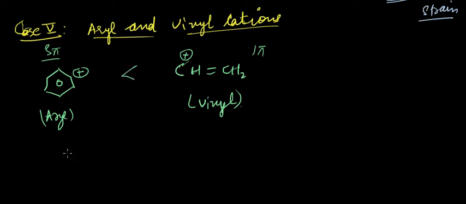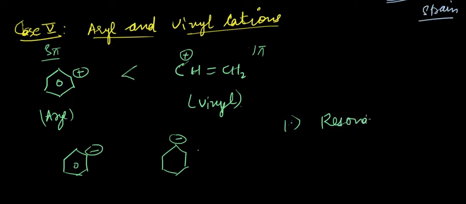And on the contrary, if we took this example, then what would be more stable between this and this? In this case we first look into resonance structures. Obviously the first compound has more resonating structures than the second compound, or we consider that the second compound has no resonating structures, so hence the first would be more stable than the second one.